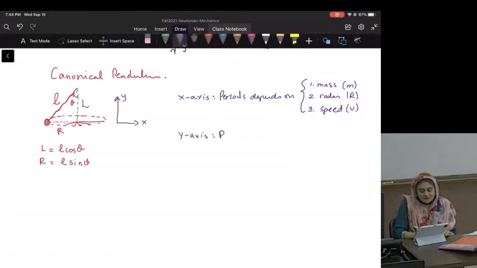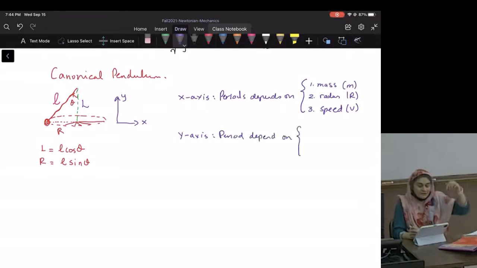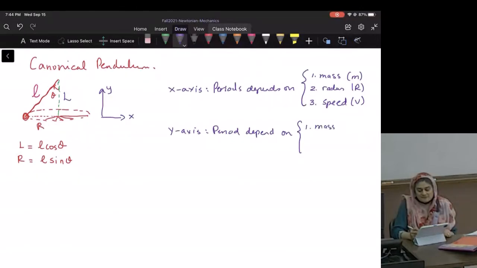So along the y-axis, the period depends on, what do you think? Now we're talking about this axis. So that's always where I start. Okay, it depends on mass. Number 2, in this coordinate, do you think it depends on L, which is the length of the string?